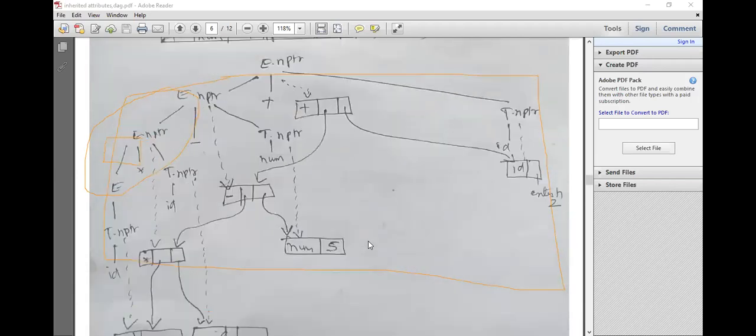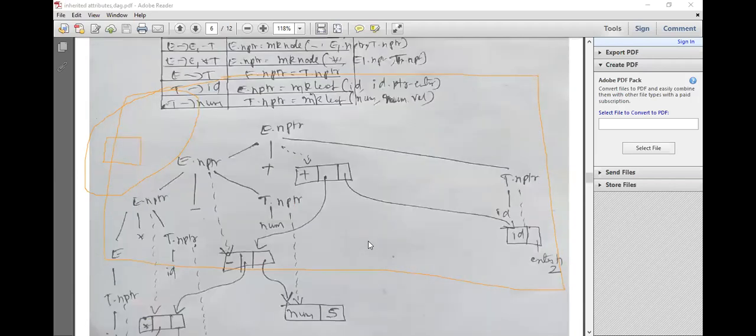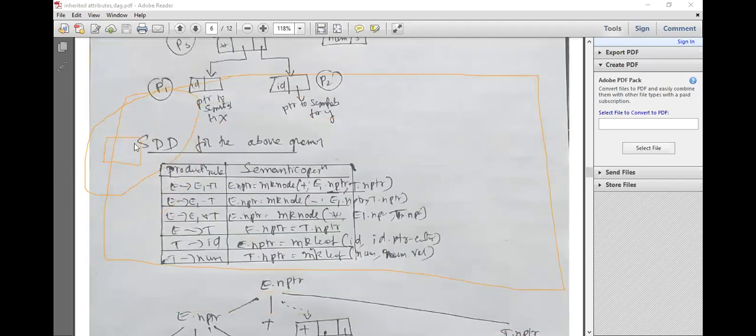See this diagram clearly, we have to follow it because this question carries marks: SDD for the above grammar. SDD, you already know, is syntax directed definition. Every time we need two kinds of pointers for an operator, a left pointer and a right pointer, written here as E1.nptr and T.nptr. What is this nptr? This is the node pointer. E is one variable and T is the other. Already you know E tends to E plus T, E to T, T to F, F to ID.